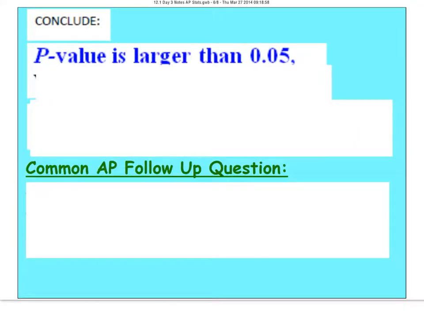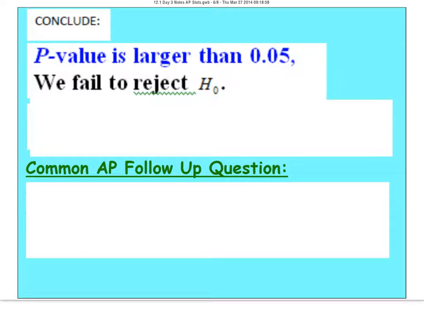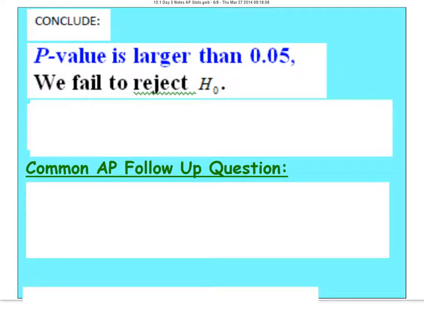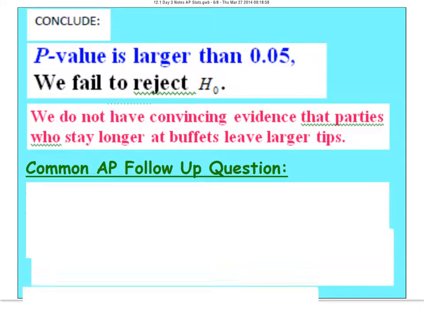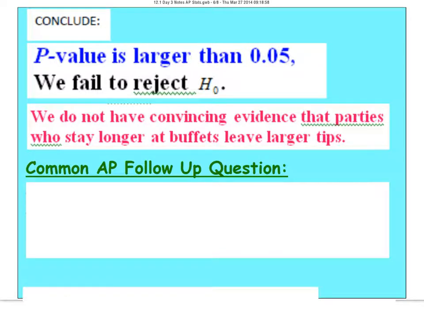The p-value is larger than 0.05, so we fail to reject H sub 0. Our conclusion, therefore, is we do not have convincing evidence that parties who stay longer at buffets actually leave larger tips. Let's go back to a Chapter 4 type of common follow-up question.